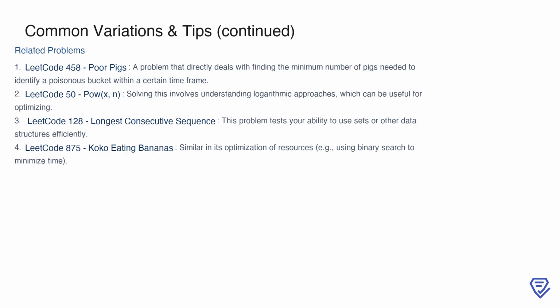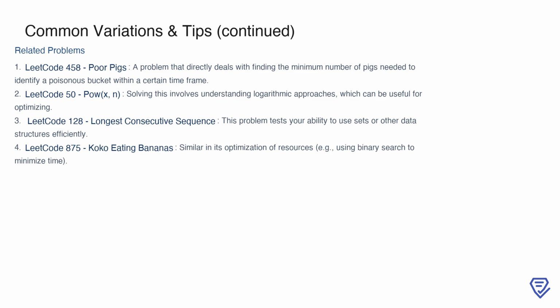The poor pigs problem is closely related to other LeetCode challenges that emphasize optimization and strategic problem solving. For example, LeetCode 50, the Pow(x, n) problem, involves logarithmic approaches which can be useful for understanding how to reduce complexity. LeetCode 128, the longest consecutive sequence, tests your ability to use data structures like sets efficiently, a skill that can also be valuable in poor pigs.